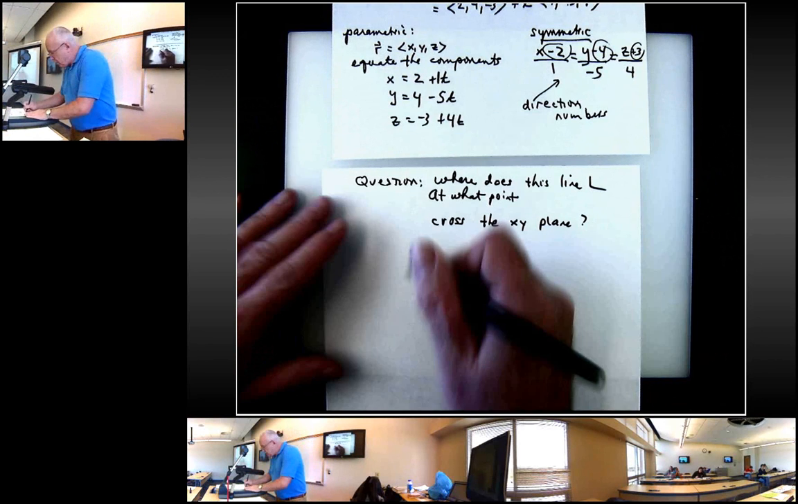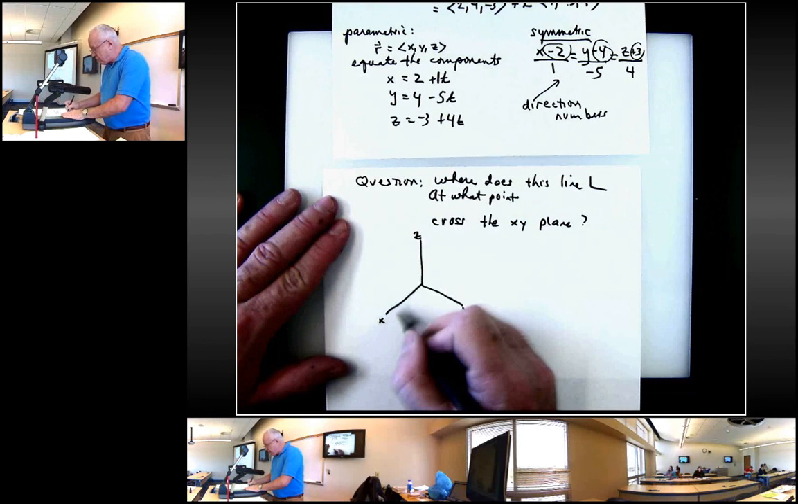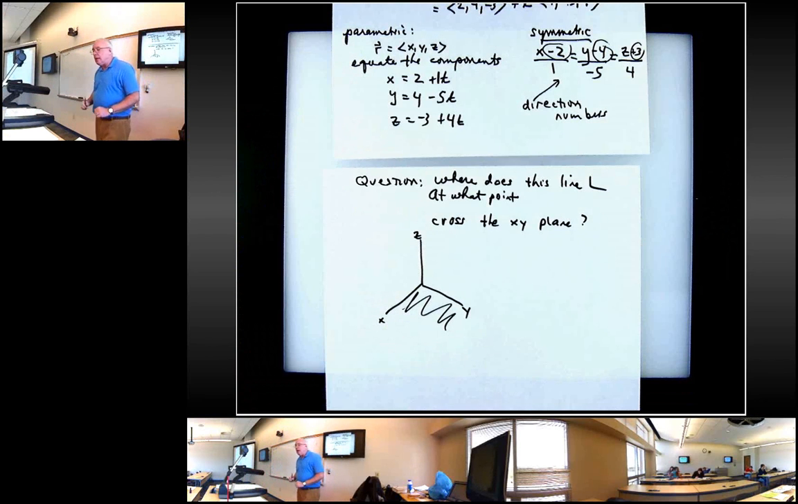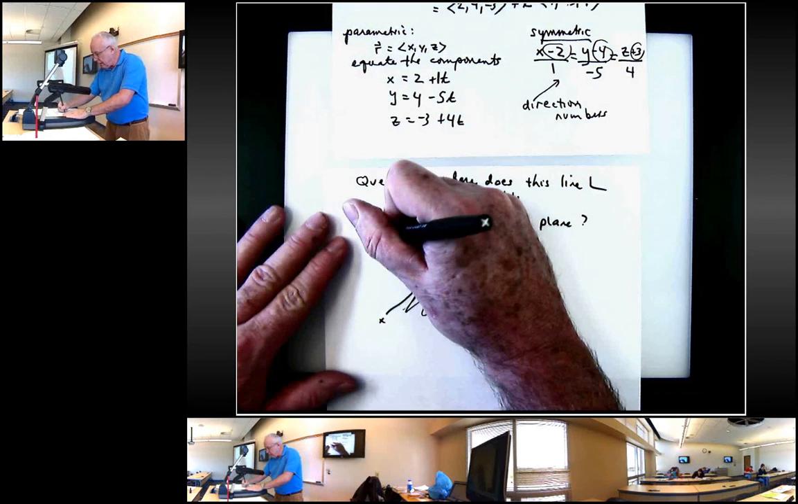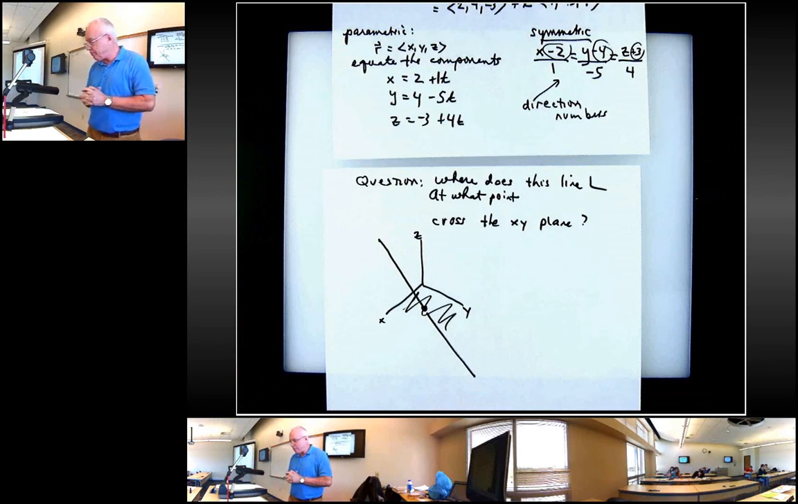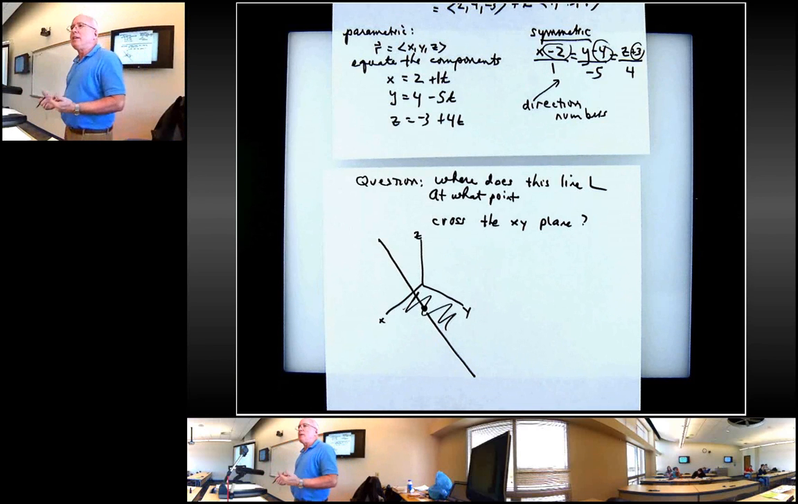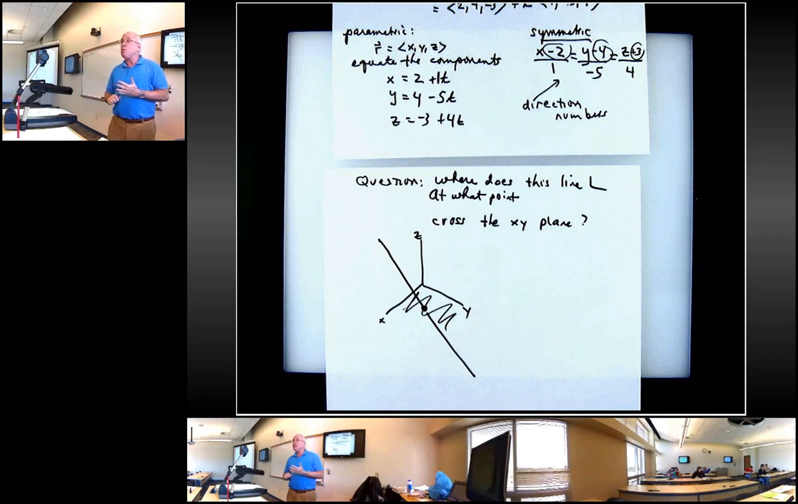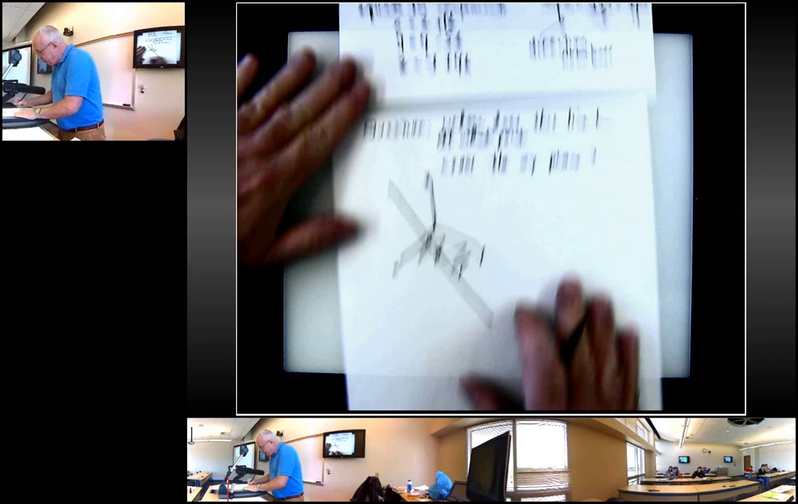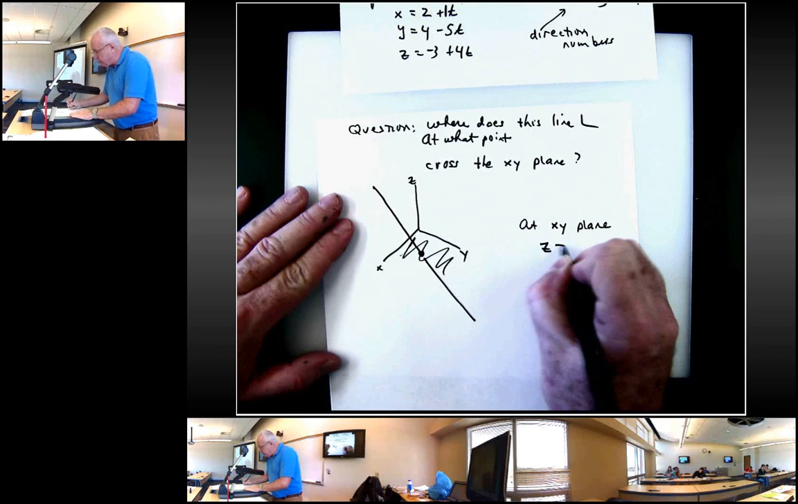So, we're just talking here, let's put our x, y, and z here. Here's our xy plane right there, and so we're talking about a line coming down, and at some point right here, it's going to cross the xy plane. All right. What can I say about the xy plane besides just how wonderful it is? Now, what can I say about the xy plane? z is equal to 0. Exactly. At the xy plane, z is equal to 0. Any point on the xy plane, z is equal to 0.